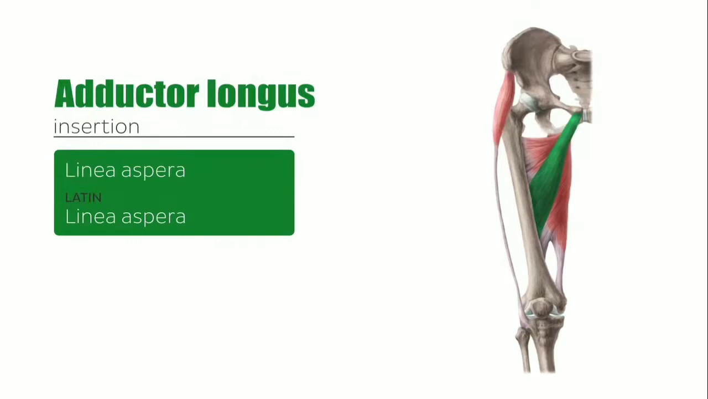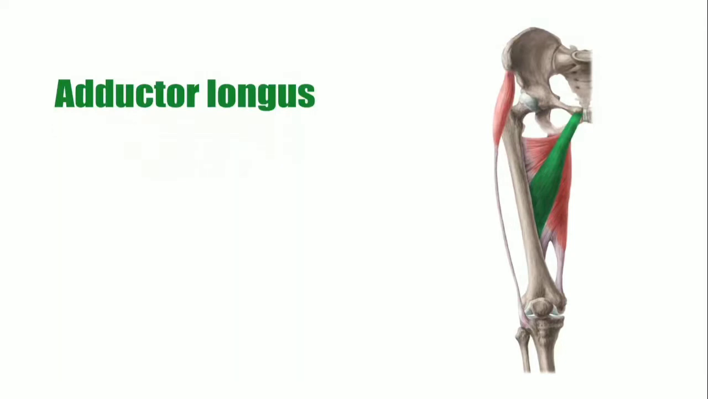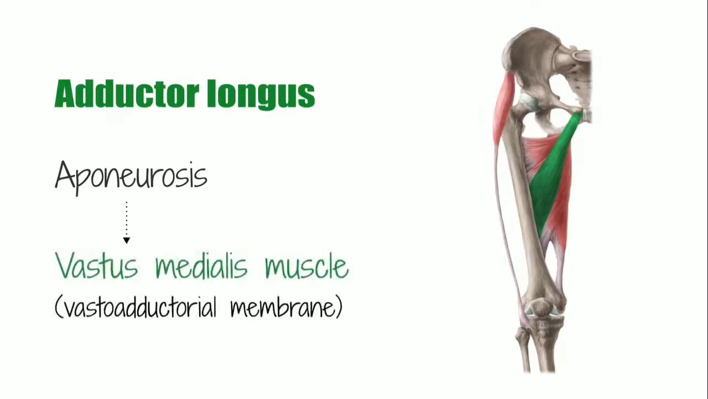I wanted to add here an important point for your notes before the next exam, so you have something extra to know about this muscle: distally, the adductor longus is going to form an aponeurosis, which then extends to the vastus medialis muscle, and this is called the vasoadductorial membrane.